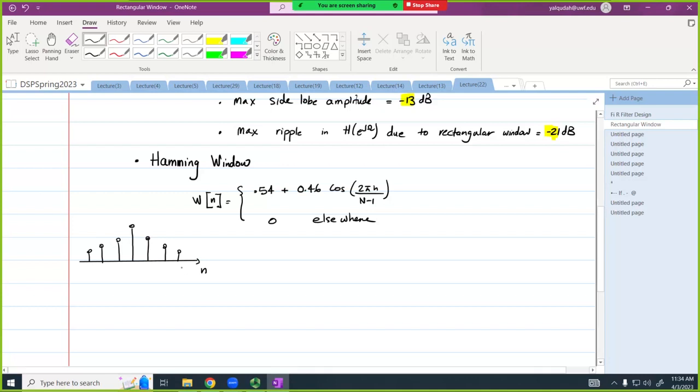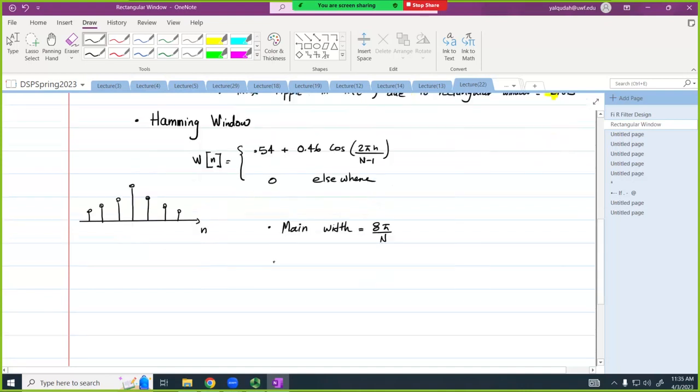Now, since the window has a different shape, it's going to also have different parameters when I convolve it with the ideal filter. So this filter is going to have a main lobe width equal to 8 pi divided by N, and is going to have a maximum ripple in the resulting H of e to the j omega that is equal to negative 53 dB. Okay.